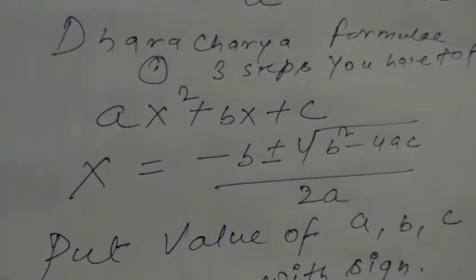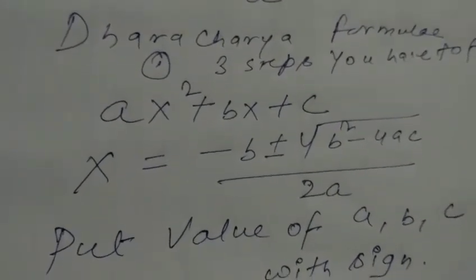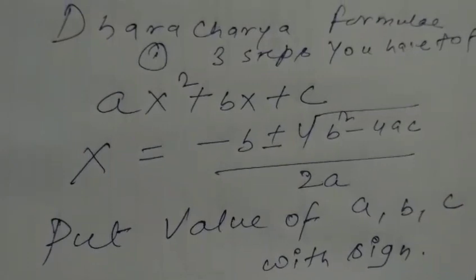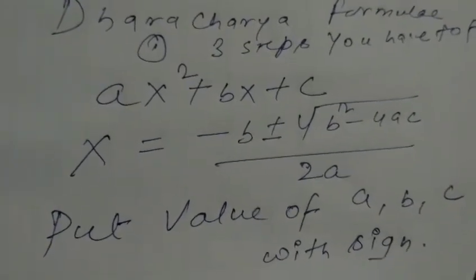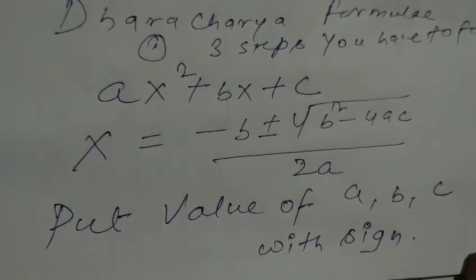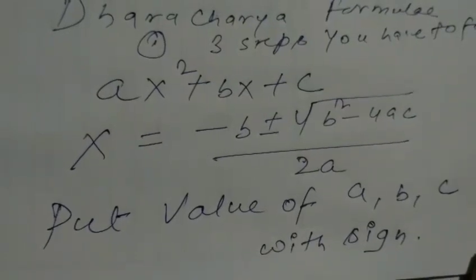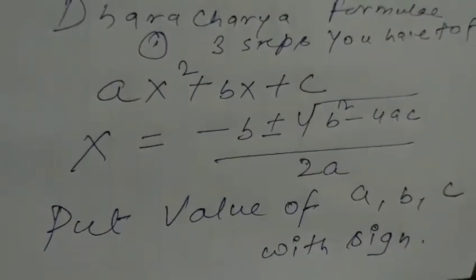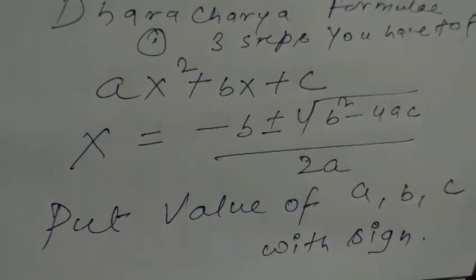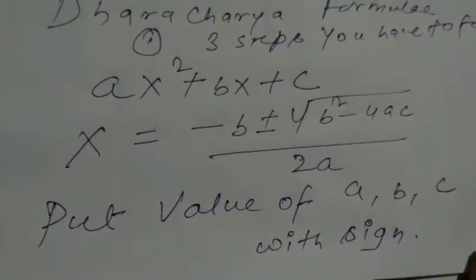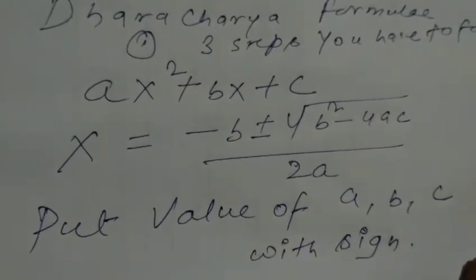Dharacharya formula is a very important formula from the point of view of quadratic equations. Ax square plus bx plus c is a quadratic equation. The value of x equals minus b plus minus under root b square minus 4ac upon 2a. To apply this formula, follow 3 steps. One, compare the given equation with ax square plus bx plus c. Second, apply the formula. Third, put the values of a, b, c with sign.